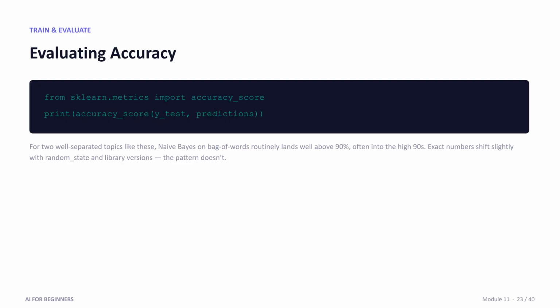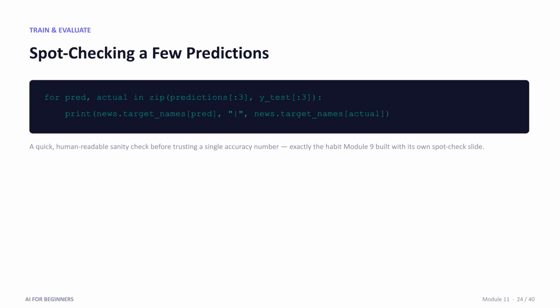dataset. To measure performance, we use the accuracy_score. For distinct topics like science news versus sports, this approach typically achieves high accuracy, often well into the 90s. Before relying on a single score, it is best practice to spot check a few predictions. Comparing our model's output to the actual labels provides a quick, human-readable sanity check of our results.